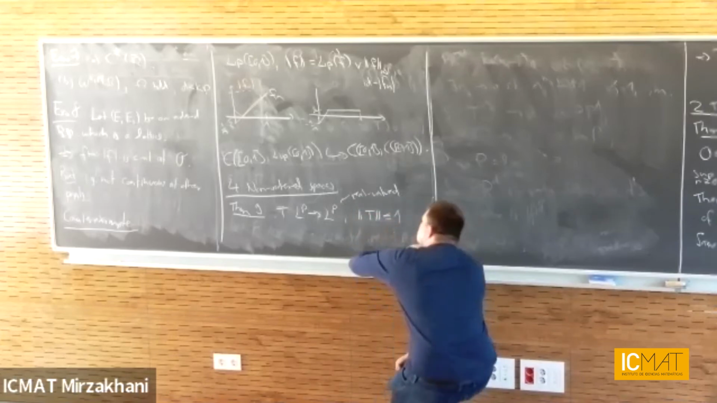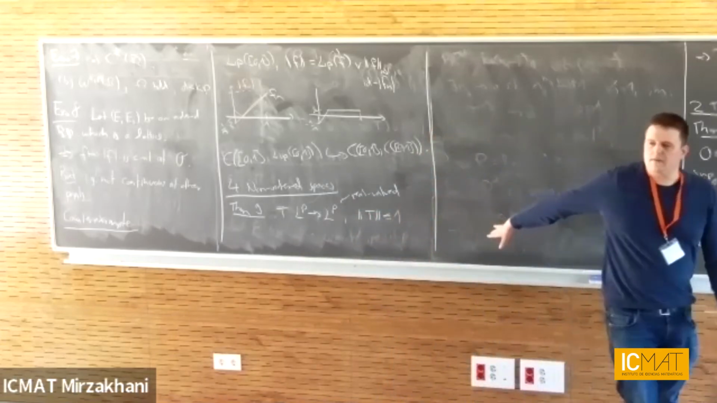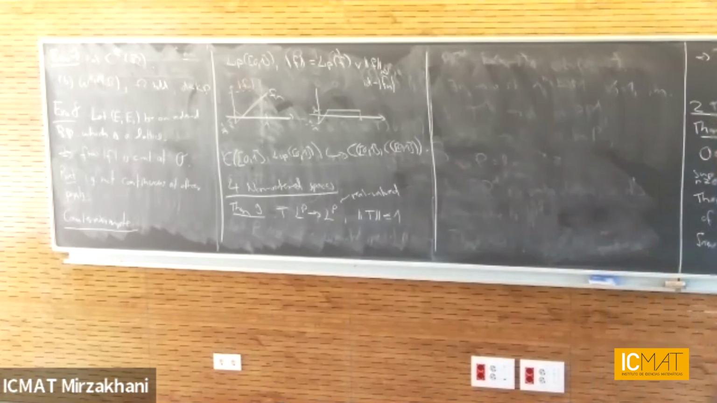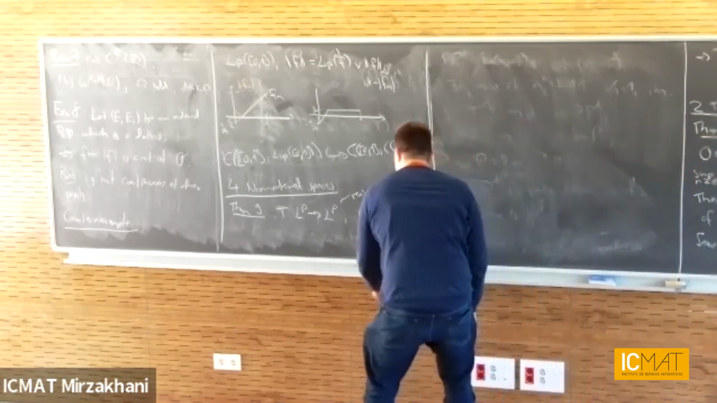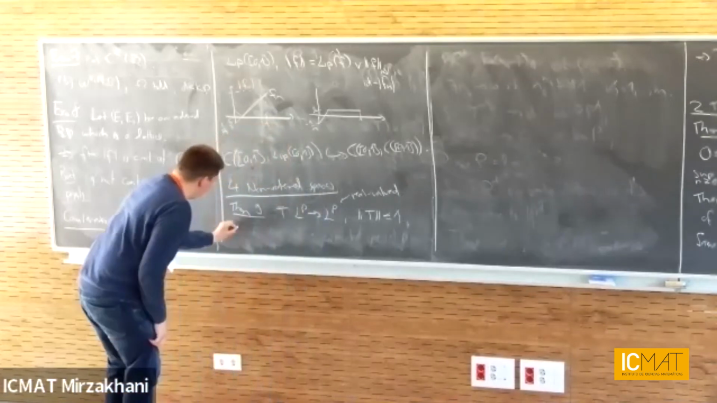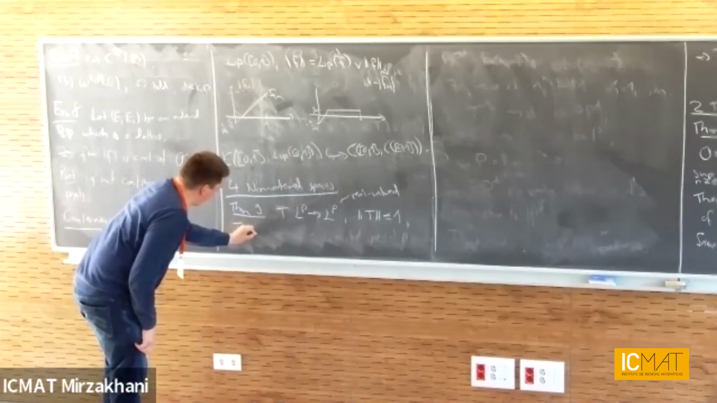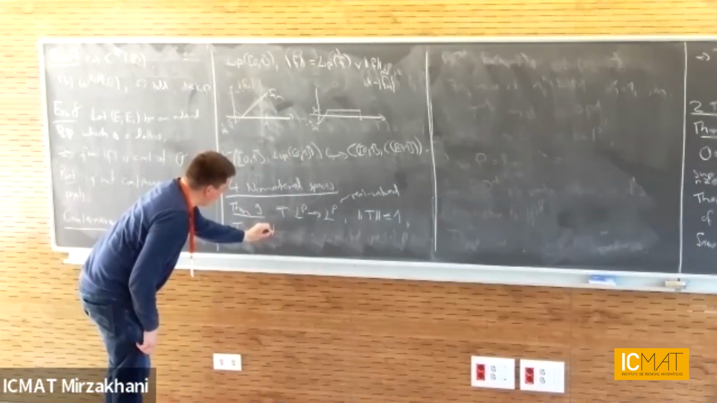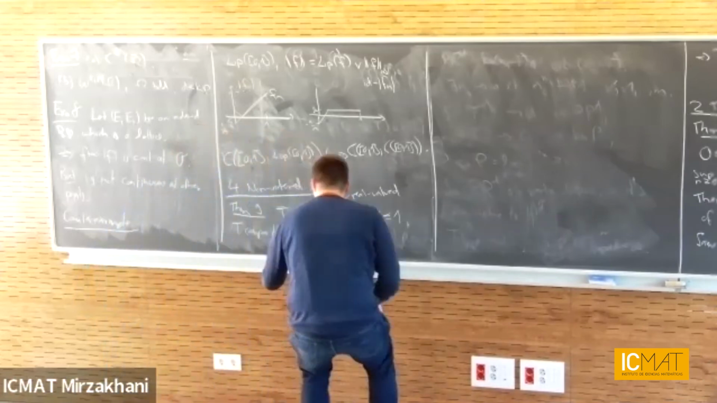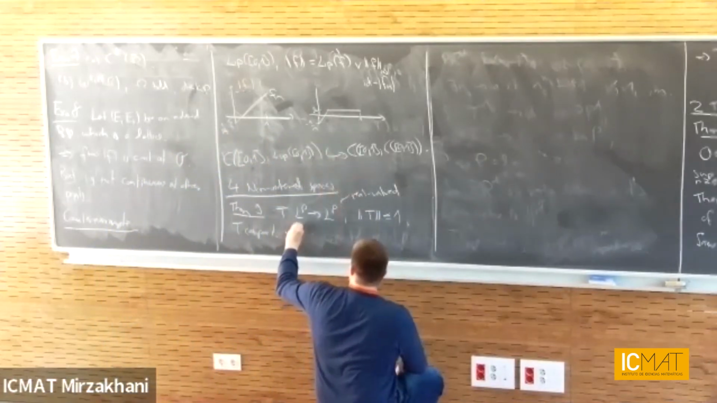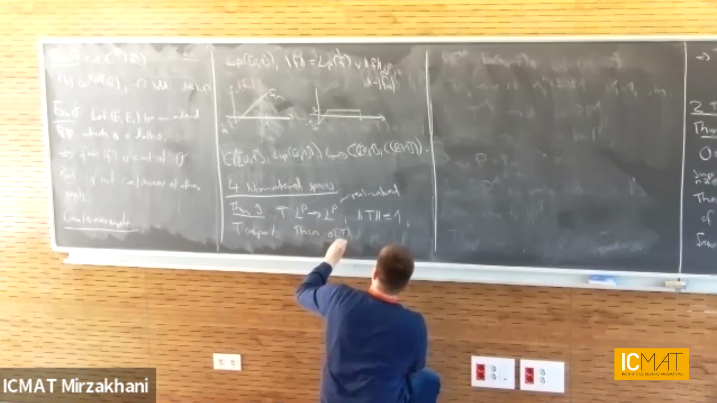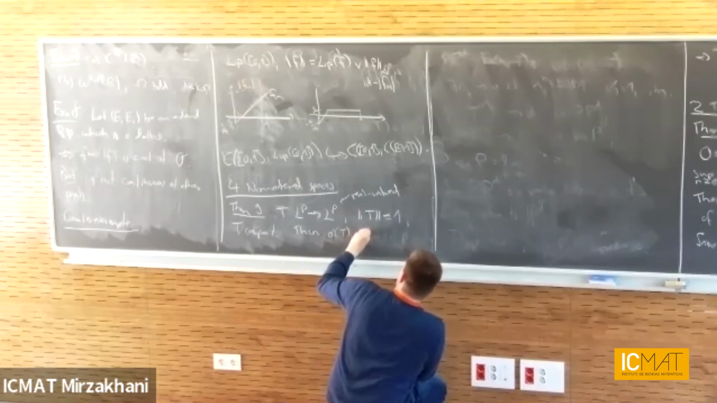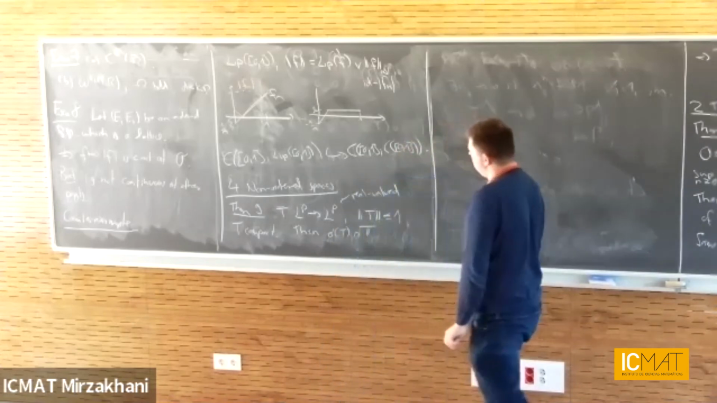Take an operator which is contractive. Instead of positive, I now assume contractive, norm at most one, and compact. Now I will write: consider the spectrum of T intersected with the complex unit circle.